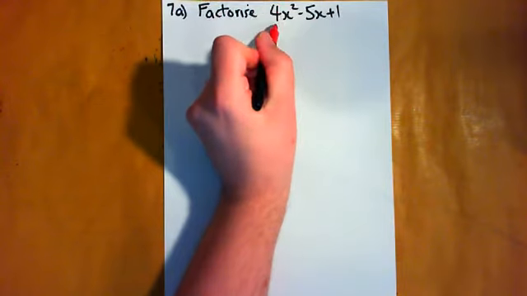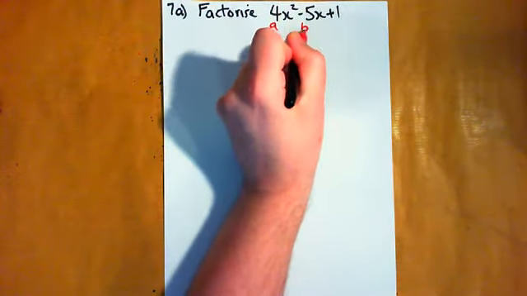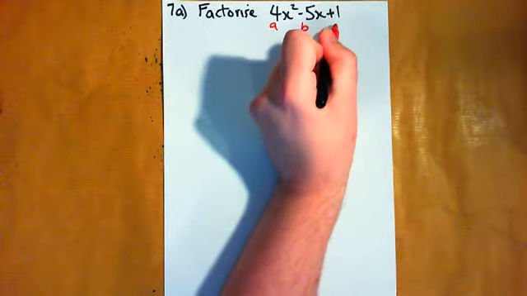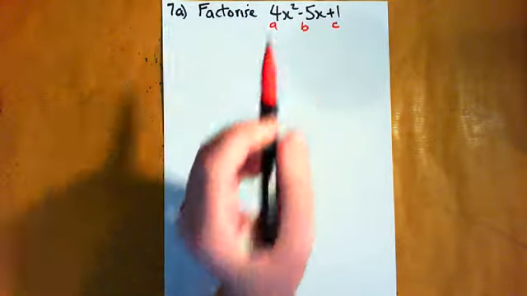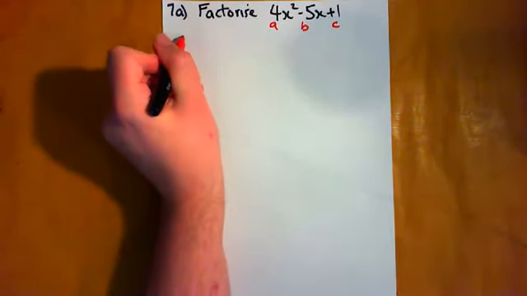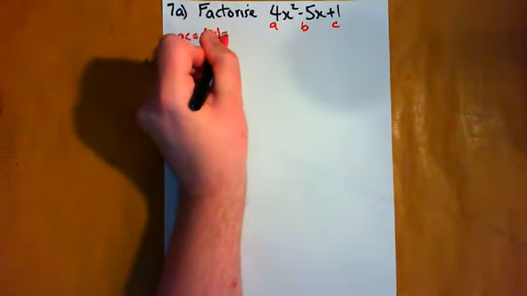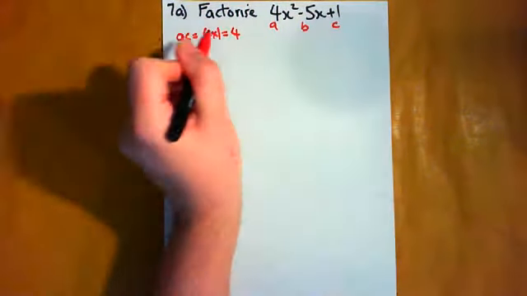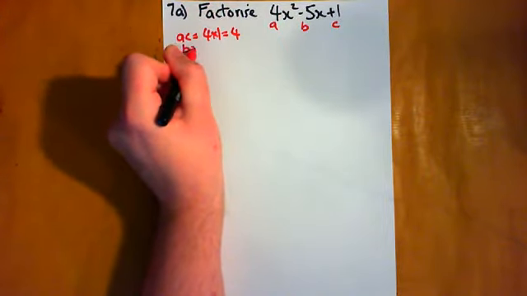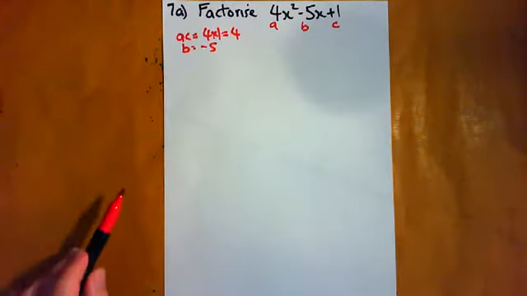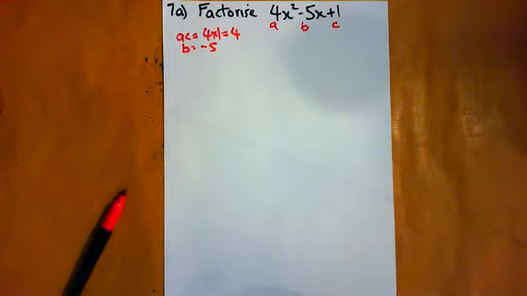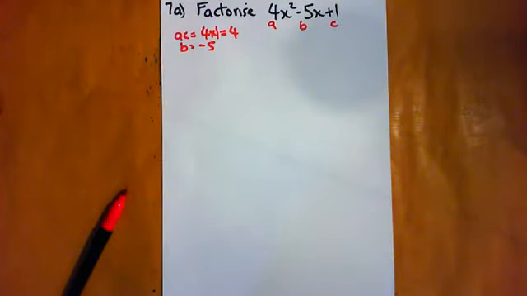So we have 4 is a, b is -5 and c is 1. Okay, so a times c is 4 times 1 is 4, and b is -5. So we need to look for two numbers that add to -5, but they multiply to 4. What could those two numbers possibly be?